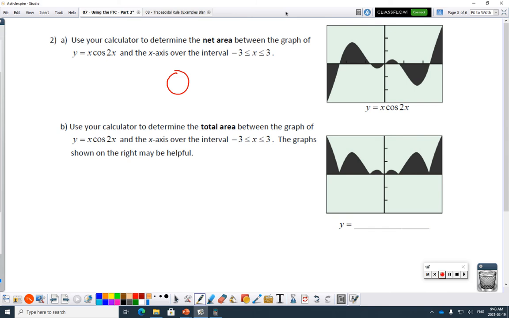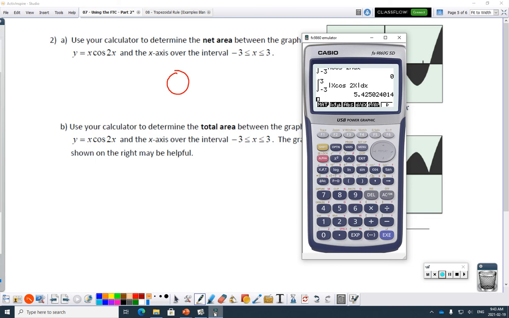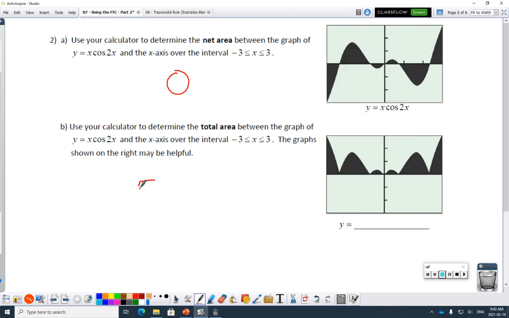I forget what we were doing. What were we doing? 5.425? Is that what you got? And then some other decimal places. And also I'll put area equals, and I'll put a little approximate sign there.